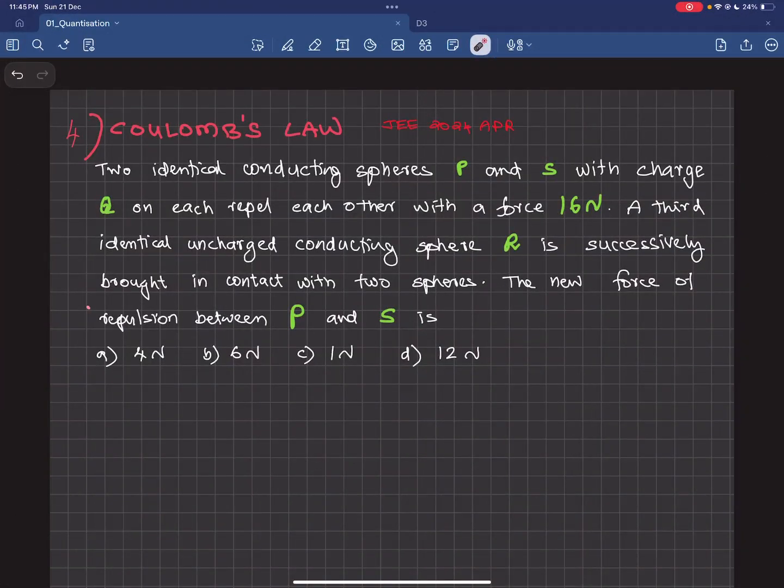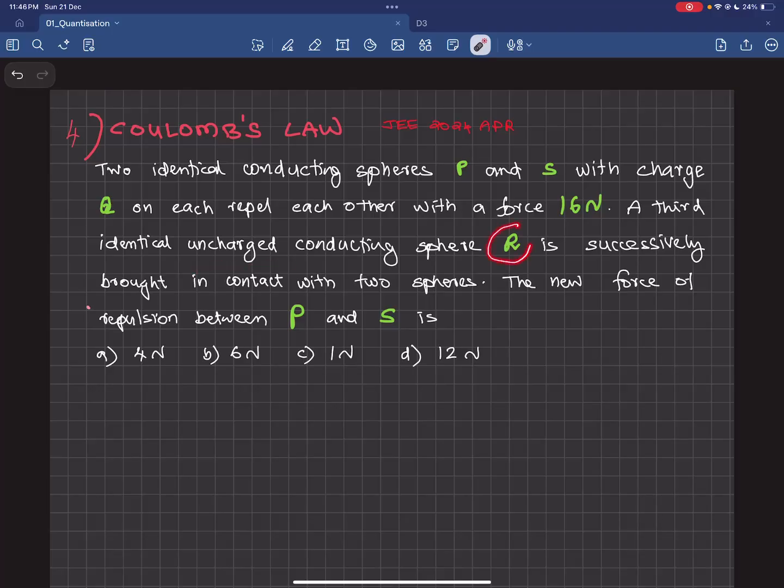This question is also from Coulomb's law in electrostatics in combination with quantization of electric charges. This was asked for JEE 2024 April. The question says there are two identical spheres P and S with each having a charge of Q, and they repel each other with a force of 16 Newton. You have another third but uncharged conducting sphere.